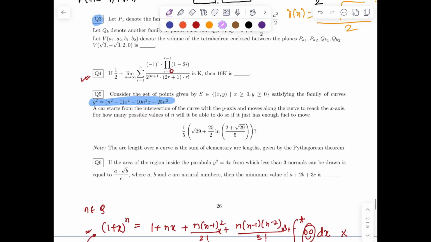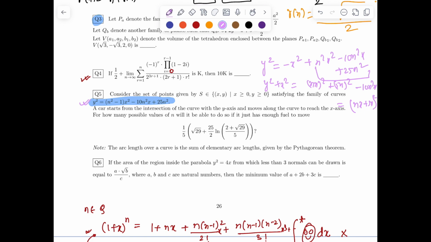Now coming to question 5, as I've already given a hint, you can make it a perfect square, which is not very difficult here, because if you see it's y square minus x square plus n square x square minus 10 n square x plus 25 n square, and this motivates you. We have y square plus x square equals nx whole square plus 5n whole square minus 2ab. So if you see 2ab, that will be minus 10 n square x. So that gives us nx plus 5x whole square minus 5x whole square.